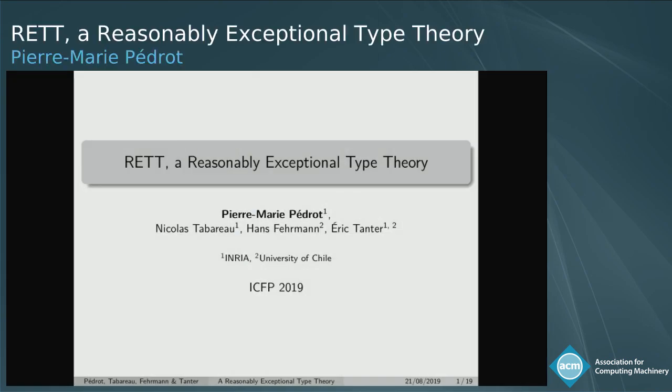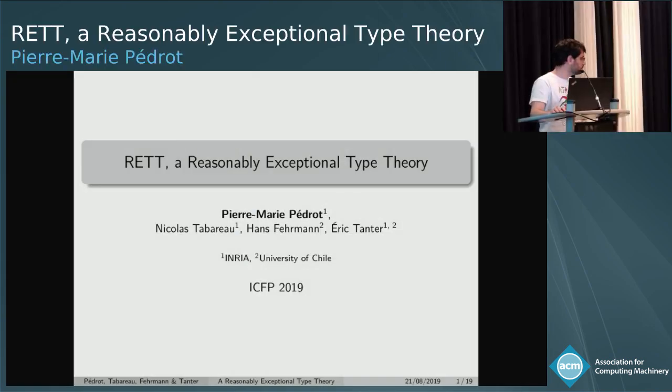Next up is Pierre-Marie Pedro. So last year at ESOP, he presented, I think, a way to add exceptions to COC. And this year he will tell us how we can reason about terms with exceptions. Oops. Can you hear me? Yeah, it's better. So this is joint work with Nicolas Tabarot, Hans Verman, and Eric Panter.